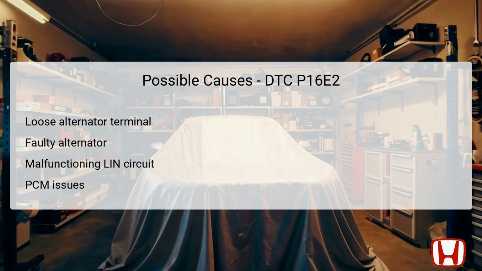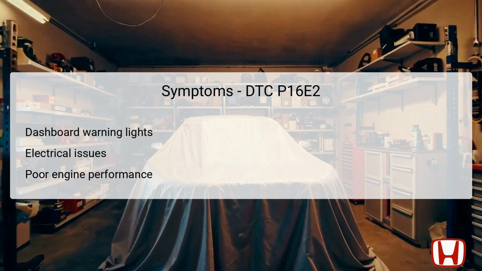If there are breaks or malfunctions in this communication wire, the PCM will fail to receive critical information from the alternator. Lastly, if multiple inspections point to operational components, the PCM itself may be at fault, indicating an internal issue. It's essential to thoroughly check each of these possibilities as part of the troubleshooting process to determine the root cause of the problem.